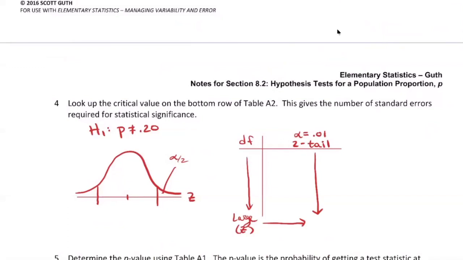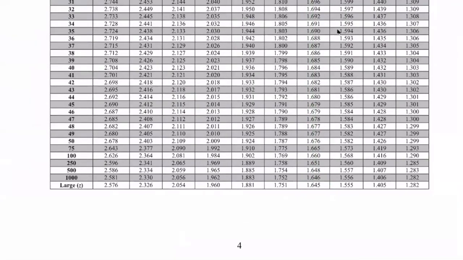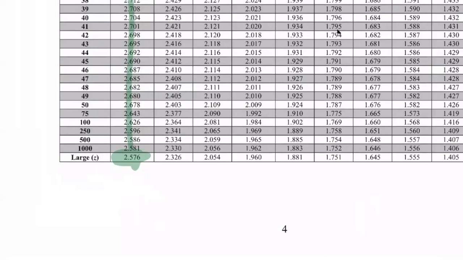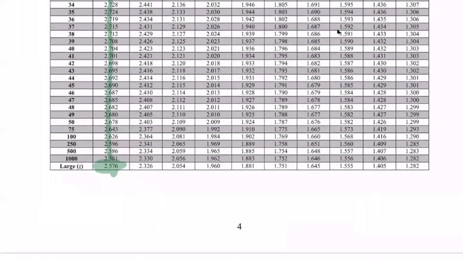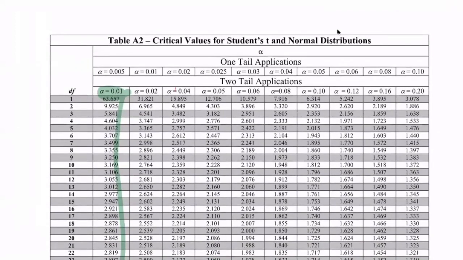Okay, so let me pop over to that real quick. Bottom row, so let me zoom out. 0.01 two-tail is the first column. So all the way down the bottom. I think it says 2.576. So that's how many standard errors is statistically significant this time. That's a lot. And we didn't get anything close to that. Okay, any questions about this? Remember, it's two-tailed on this one, so make sure you're looking under two tails. That's the tricky part. Two-tail test, you have to do two tails.